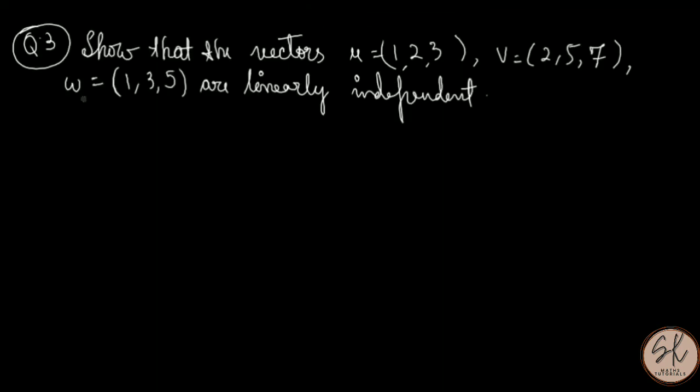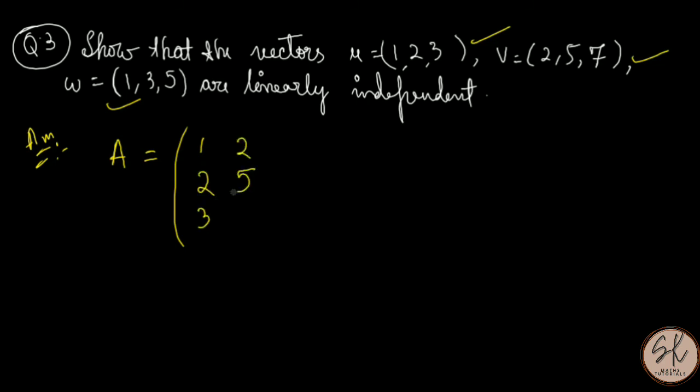Now the next question is: show that the vectors u equal to 1 2 3, v equal to 2 5 7 and w equal to 1 3 5 are linearly independent. So we will form the matrix. Let the matrix be A, and we will write these vectors in the form of columns. This gives us 1 2 3, 2 5 7 and 1 3 5.